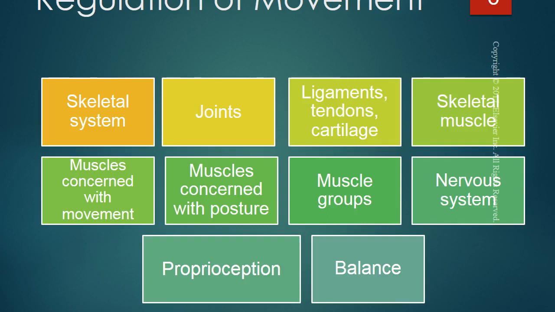Regulation of movement. The skeletal system provides support, protection, movement, mineral storage, and blood cell formation. Joints are the connections between bones. Ligaments bind joints and connect bone and cartilage. Tendons connect muscles to bone. Cartilage is a non-vascular supportive tissue that acts as a shock absorber between articulating bones.